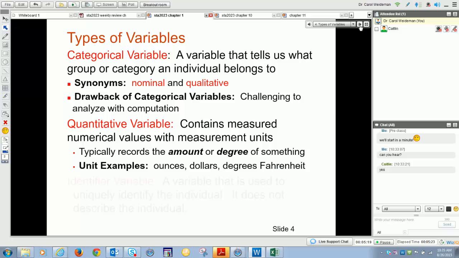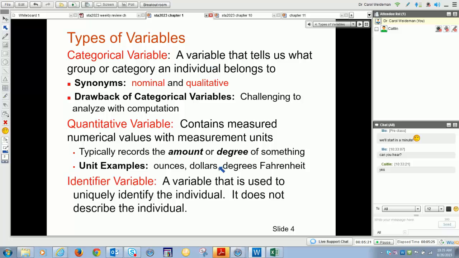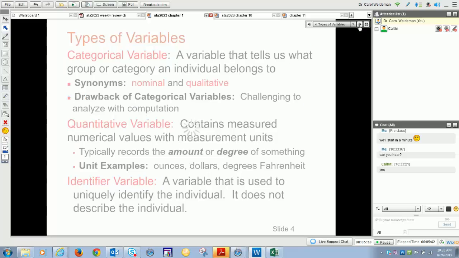Those are all quantitative. The third kind of variable that your book talks about is an identifier variable. We don't use that to describe the individual, but we use it to identify the case, so that if we need to go back later and collect more information, we know which case it came from. That's called an identifier variable. We don't do any statistics on an identifier variable.